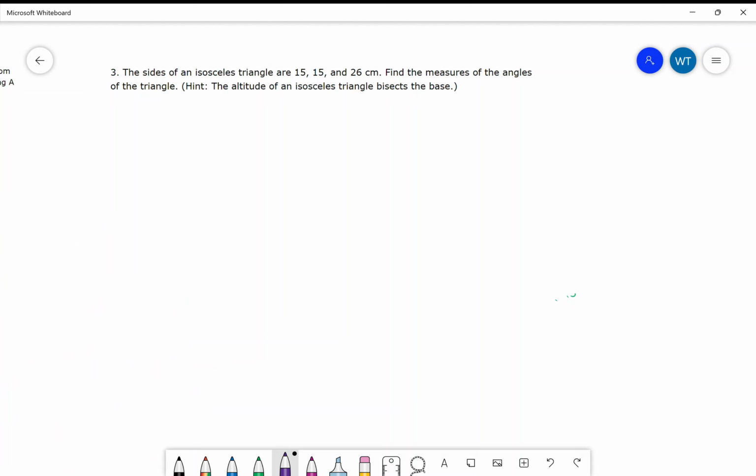Then the sides of an isosceles triangle are 15, 15, and 26. So we know too the sides are just going to be the same. So I'm just going to do this because it's an isosceles, meaning it's not a right triangle. We don't have a 90-degree angle.